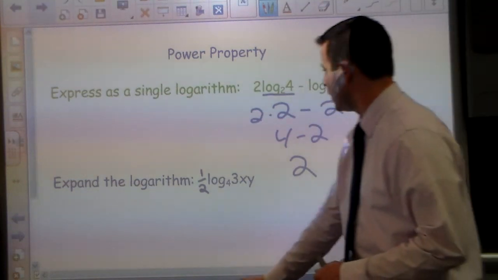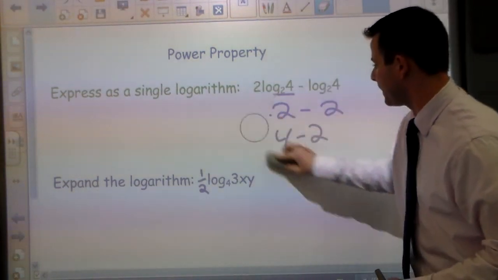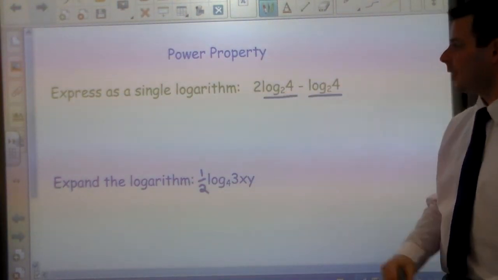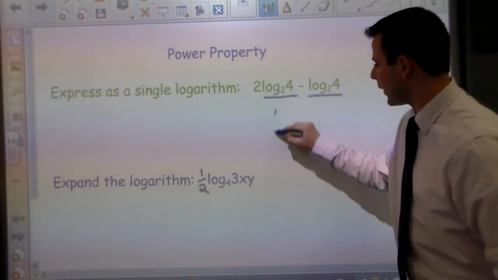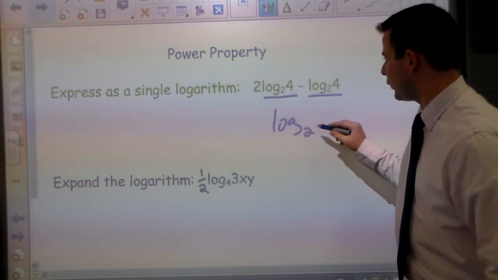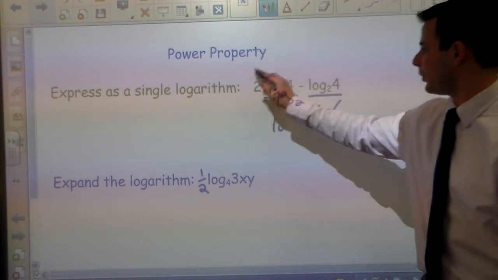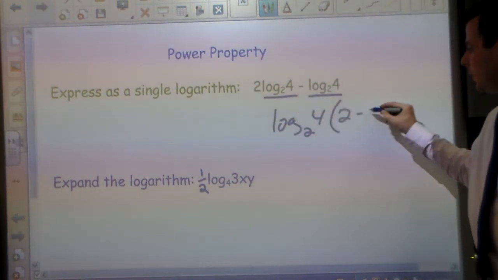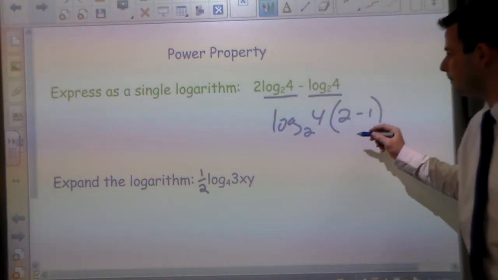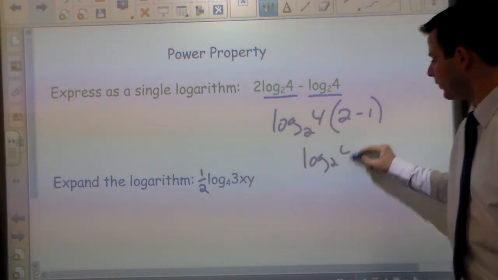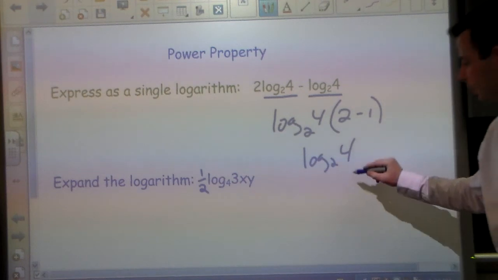Same thing. Another way we can think about it is that we have a common factor of log base 2. So we can say log base 2 of 4 times, after we factor this out, we're left with 2 minus 1. Well, 2 minus 1 is 1. So log base 2 of 4 is saying 2 to what power is 4?